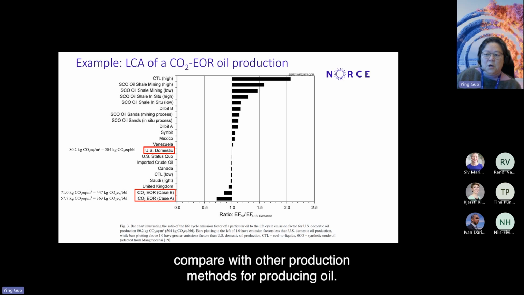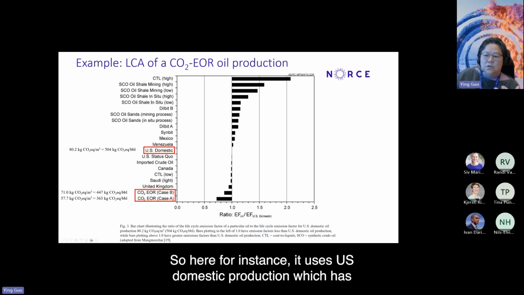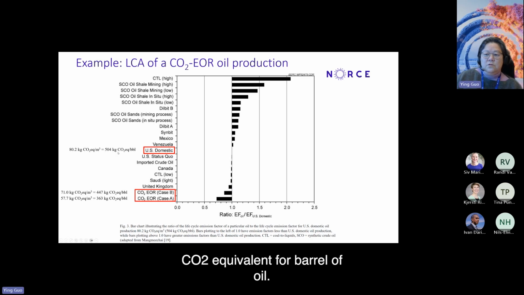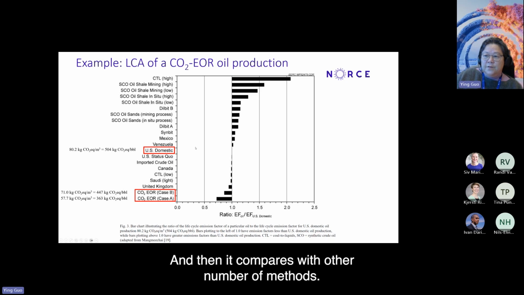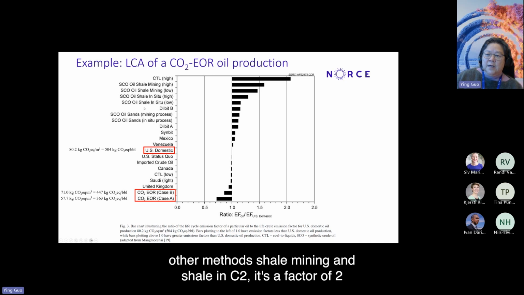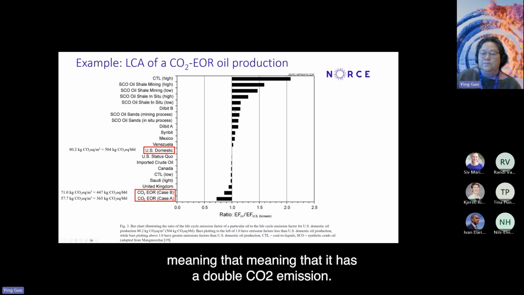So this is an analysis that has been used for their purposes to compare with other production methods for producing oil. So here, for instance, it uses US domestic production, which has about 500 kilo CO2 equivalent per barrel of oil. And then it compares with a number of other methods. So if the ratio is 1, it means it's the basis. And you see the other methods, shale mining and shale in situ, it's a factor of 2, meaning that it has a double CO2 emission.